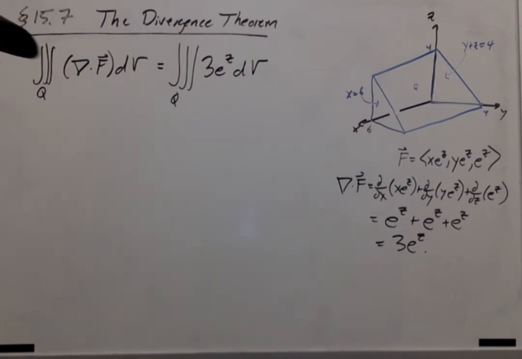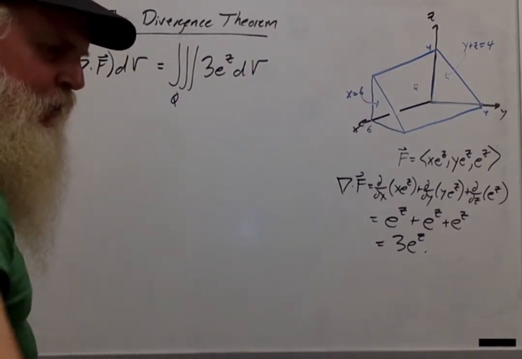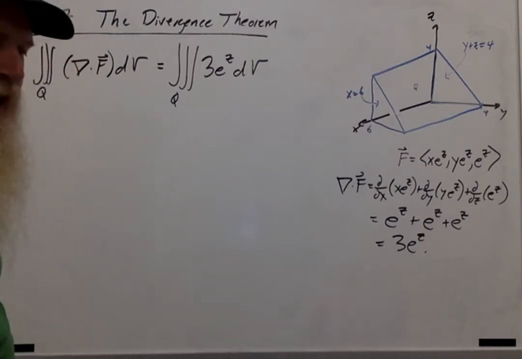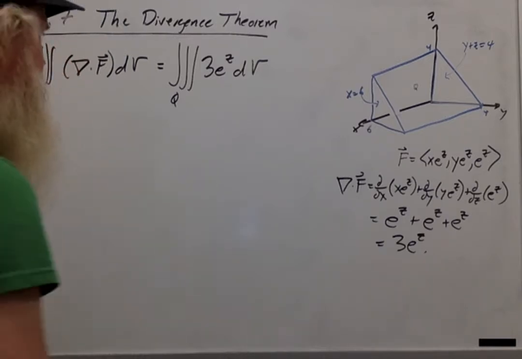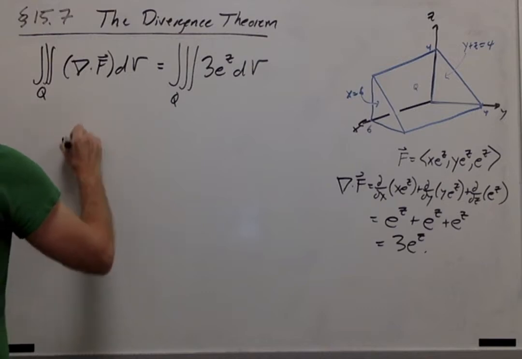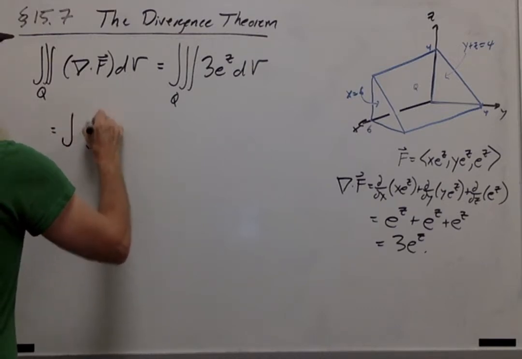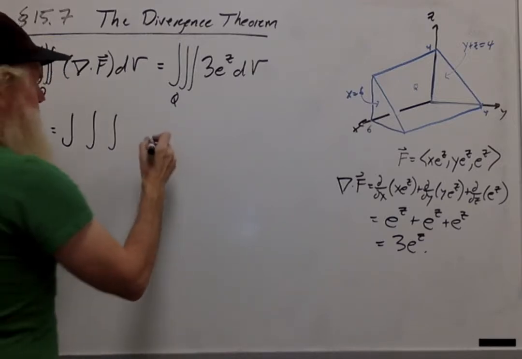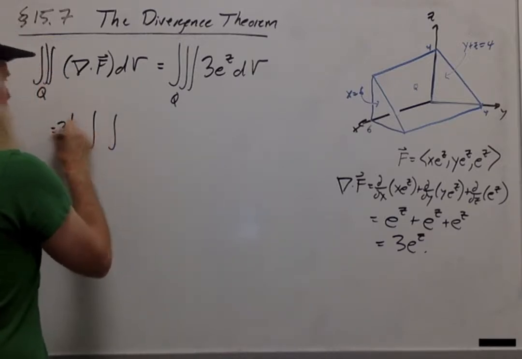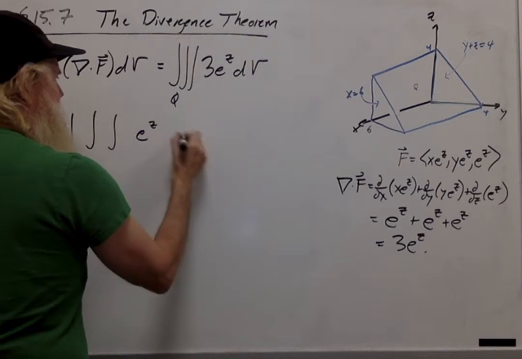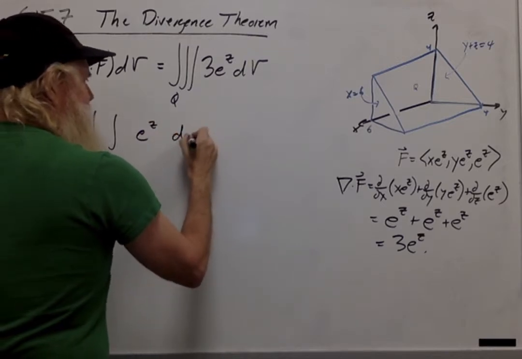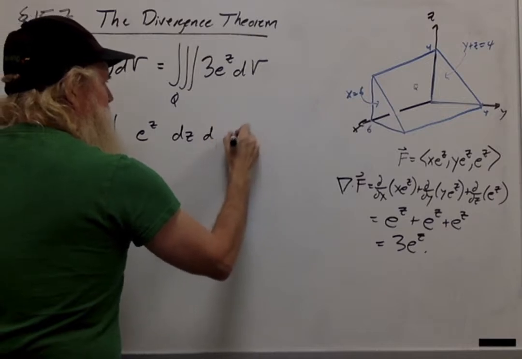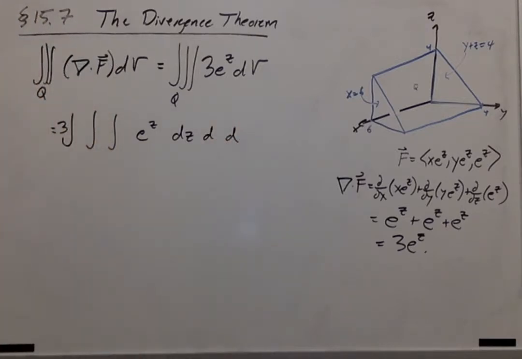Now there's no part about this that looks like a cylinder or looks like a sphere, so I'm not going to use either of those. I'm just going to use regular old rectangular coordinates. And in rectangular coordinates, dV is simply dx dy dz. So I'm going to factor the 3 out front. I'll leave e to the z inside. And then I'm going to put dz on the inside. And I'll make a choice about the dx and dy in a minute.